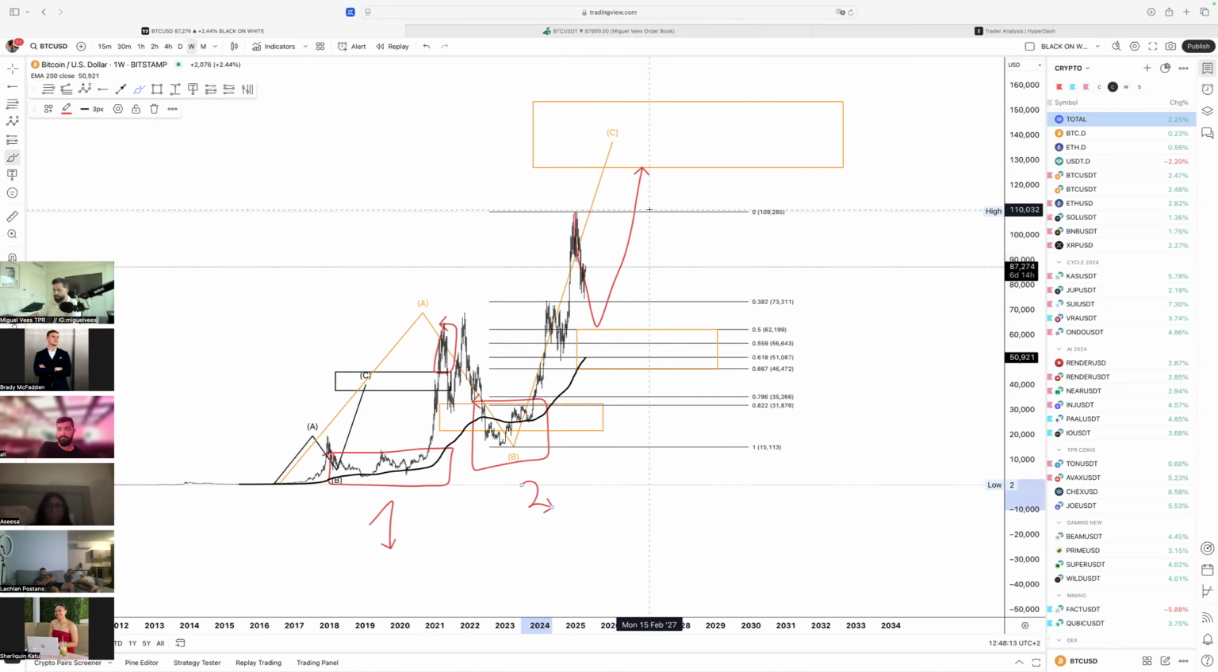Who can put it together? If you compare stability in one, stability in two, in one it overextended. We didn't really have any corrections in this run. It just went completely wild. We had a small one here, but we had just one leg up basically.